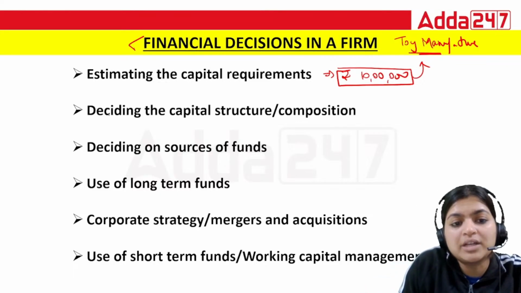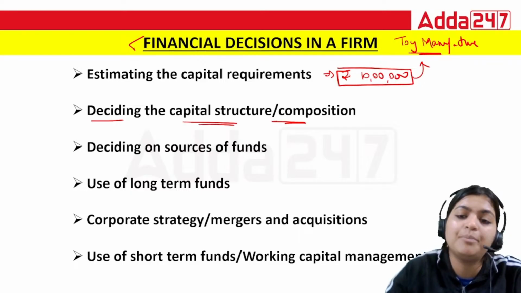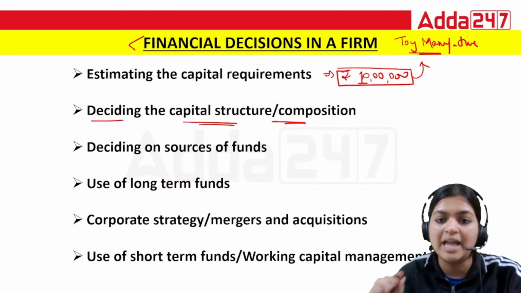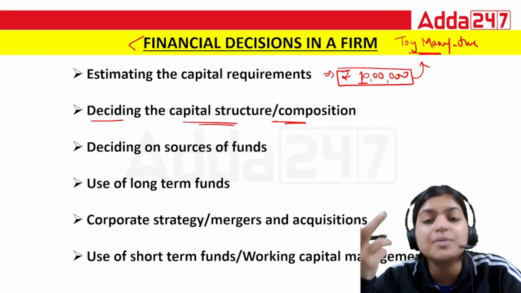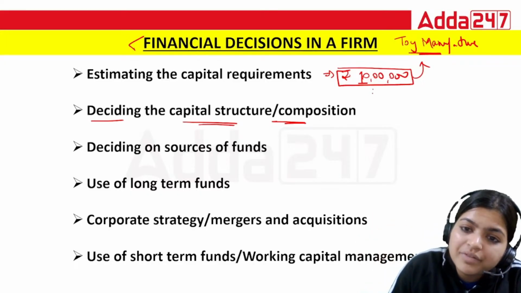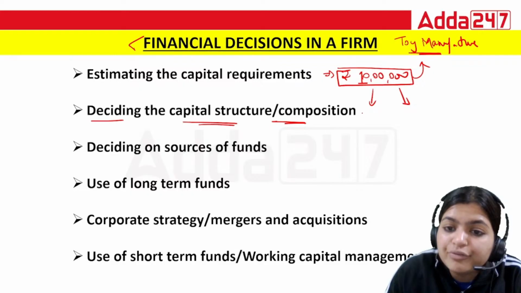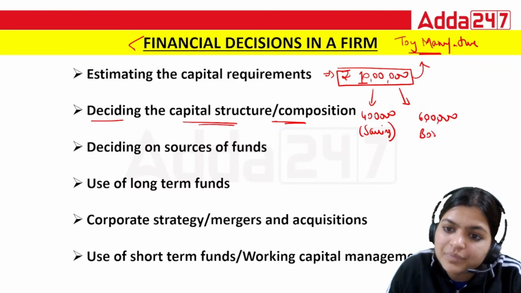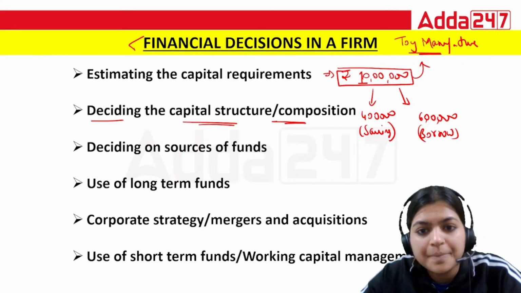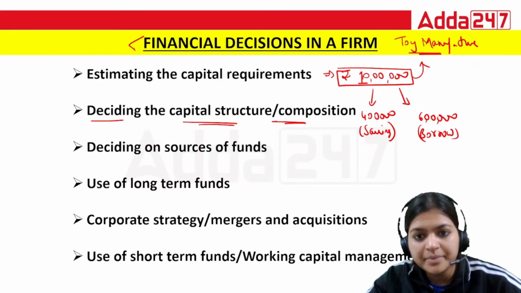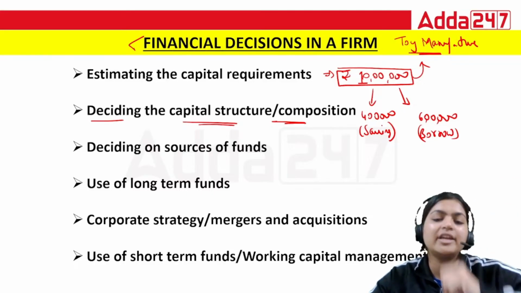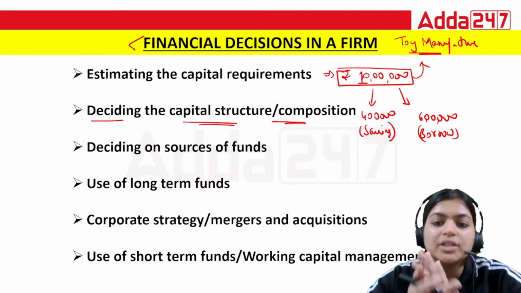Now the next thing we will talk about is deciding the capital structure and composition. For starting this toy manufacturing we require 10 lakhs. But how will we arrange this? Suppose we have decided that 4 lakhs we will use from our own savings, which the owner will bring, and 6 lakhs we will borrow. So this is the structure they are framing.